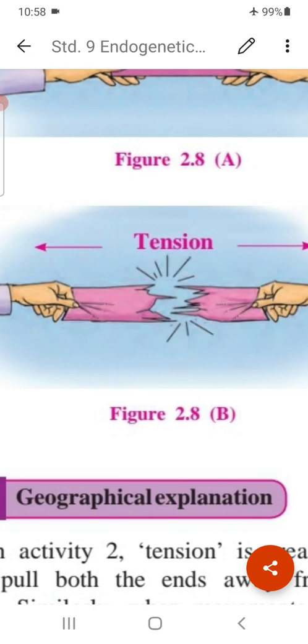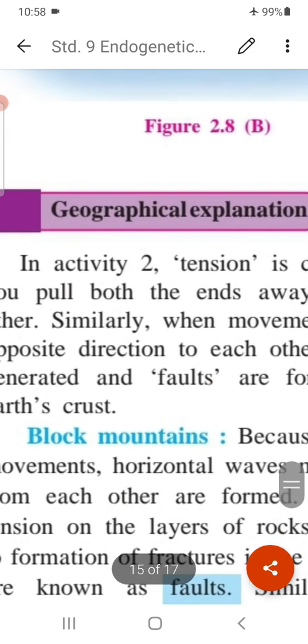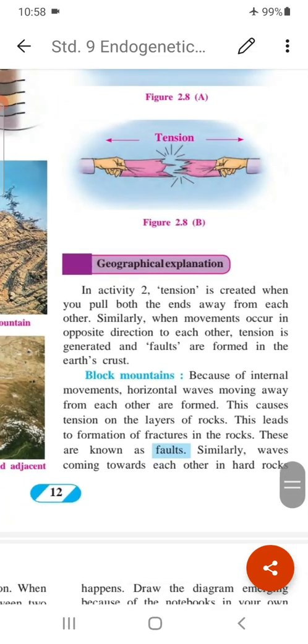Now what happens here? Two things happen due to such faults. First is block mountains and second is rift valleys. Now see what block mountains are. In activity 2, tension is created when you pull both the ends away from each other. We know that. Similarly, when movements occur in opposite direction to each other, tension is generated and faults are formed in the earth's crust.